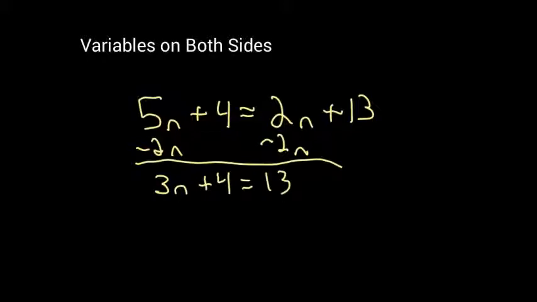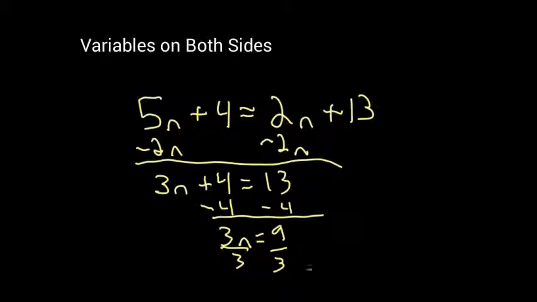Now I get rid of my integer on the side with the n, so the opposite of adding 4 is subtracting 4. So I get 3n equals 13 minus 4 is 9. Now just finish solving, one-step equation, divide by 3, and n equals 3.